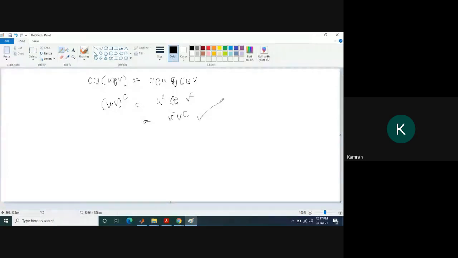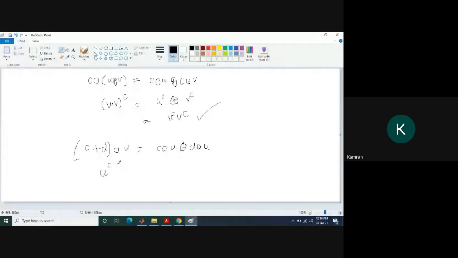Clear? Yes, sir. This condition is satisfied. Next is (c plus d) dot u, property F. This must be equal to c dot u plus d dot u. So (c plus d) dot u must be equal to u power (c plus d).